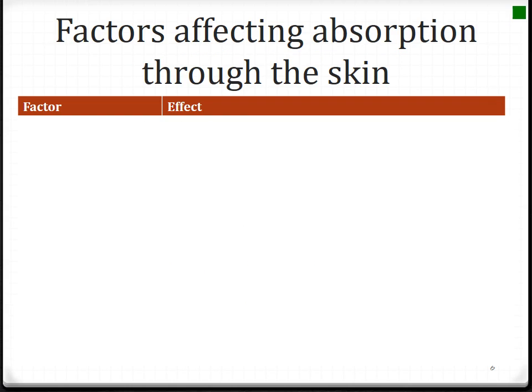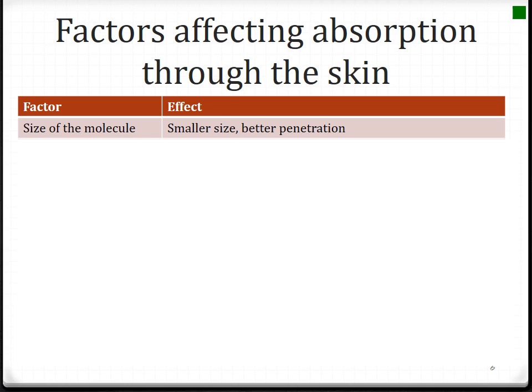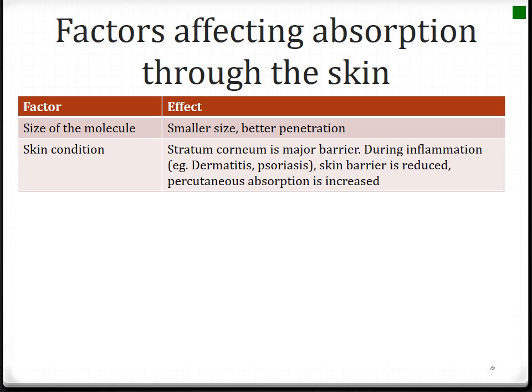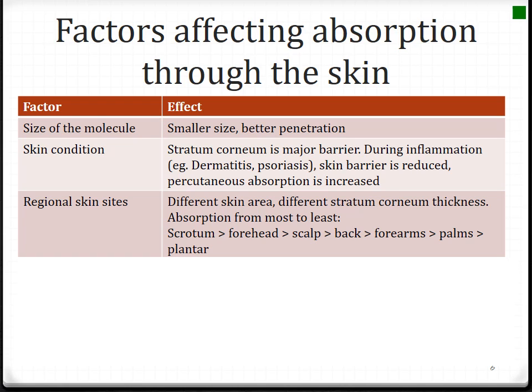Several factors can affect the absorption of drugs through the skin. The size of the molecule. The smaller the molecule, the better the penetration. Skin condition. The stratum corneum is the major barrier to absorption. During inflammation, for example dermatitis or psoriasis, the skin barrier is reduced and absorption through the skin is increased. Regional skin size. Different areas have different thicknesses of the stratum corneum. The thinner the layer, the better the absorption.